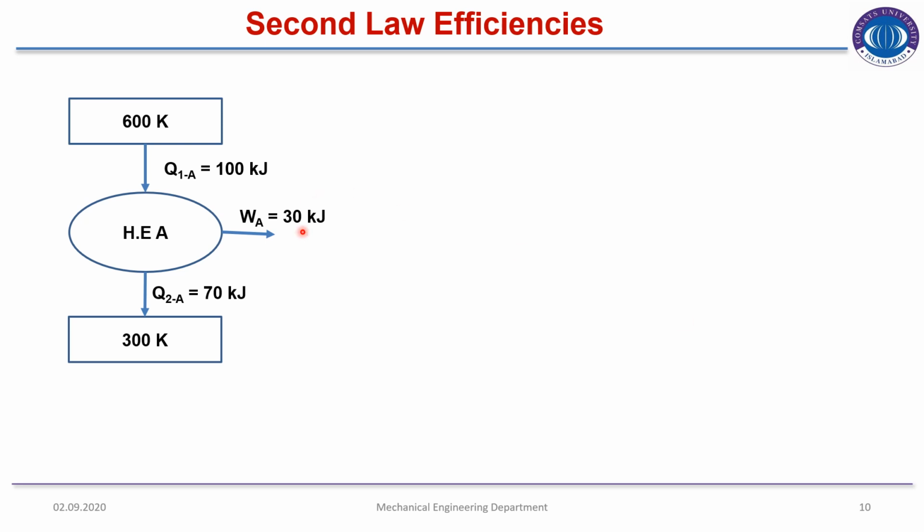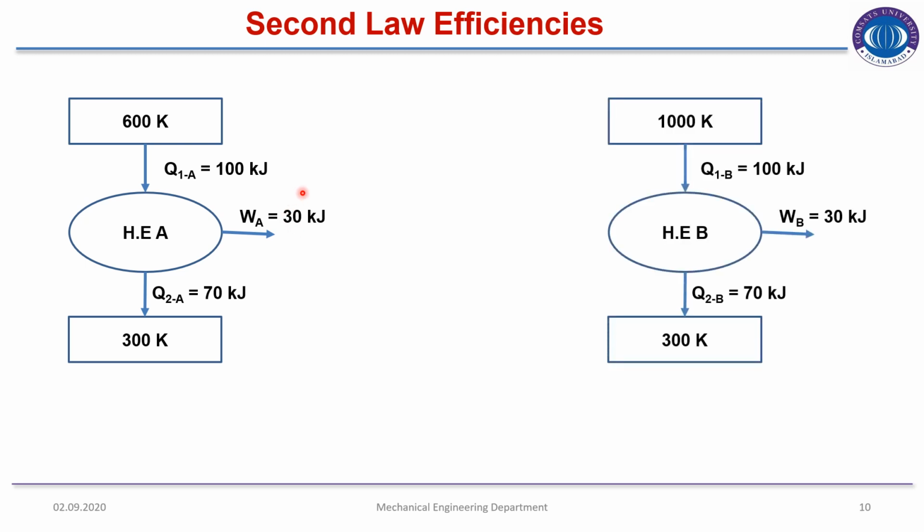So here we have an example problem. In two different schematic diagrams, we have shown two heat engines. On the left hand side it is heat engine A, and on the right hand side we have heat engine B. First we will discuss how heat engine A is constructed.